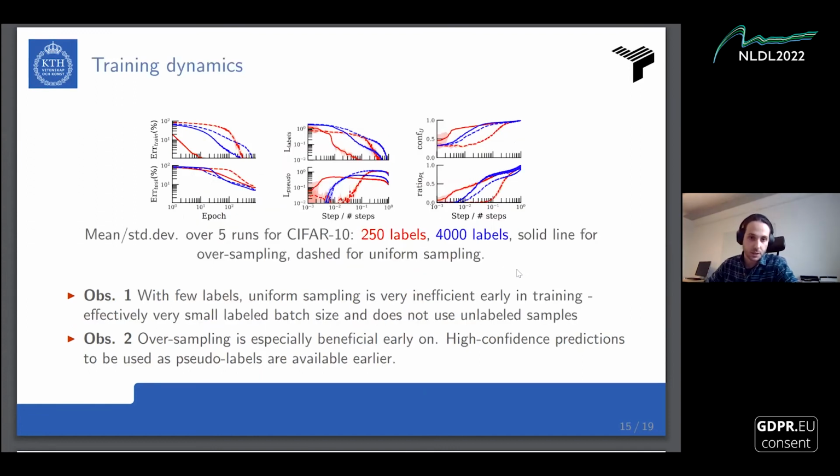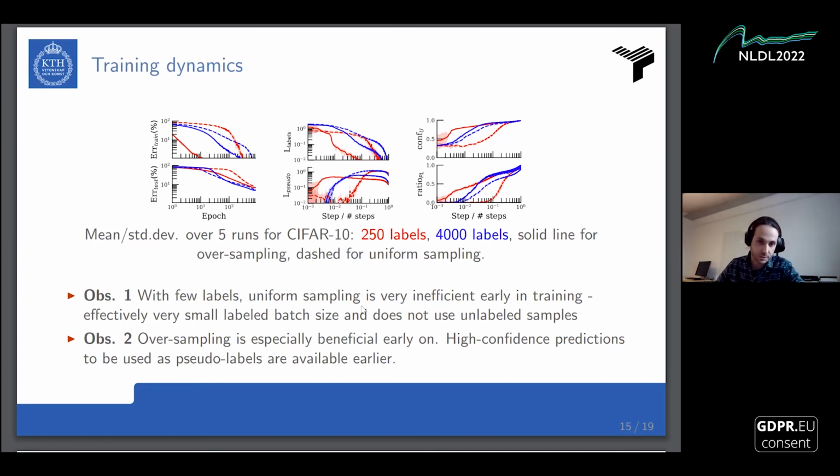So let's look at the training dynamics. Here I'm showing different quantities that we can compute over training for the CIFAR-10 experiments with 250 labels in red and 4,000 labels in blue. We'll focus on the 250 labels because it's a bit more extreme, so it's easier to follow. The solid lines show the oversampling label data approach, and the dashed lines show the uniform sampling approach.